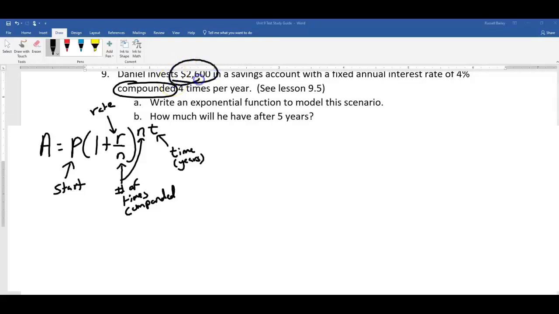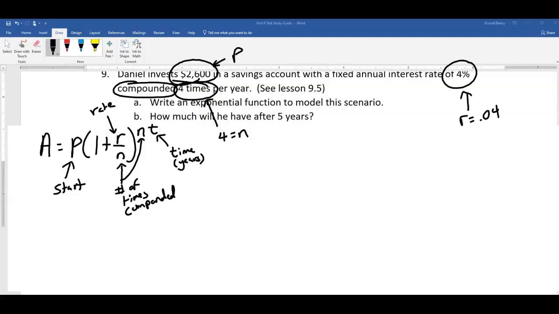This here represents our starting amount. This here represents the R value, which as a decimal would be 0.04. This here represents how many times it's being compounded, which is 4.